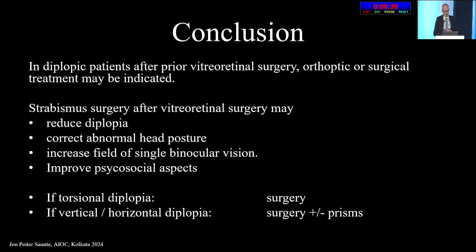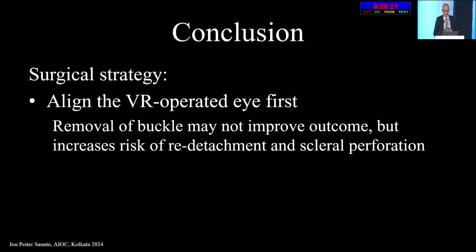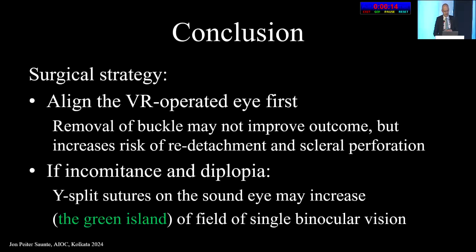And if it's torsional diplopia, we know we need surgery. If it's only horizontal or vertical, they may be happy just with prisms alone. So the surgical strategy is to work on the detachment eye first. You may remove the buckle, but it does not necessarily help you. And if incomitance and diplopia, we offer Y-split sutures on the sound eye to slow that eye down, to increase the field of single binocular vision.